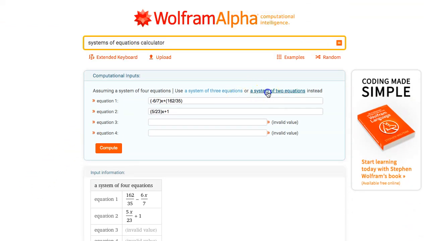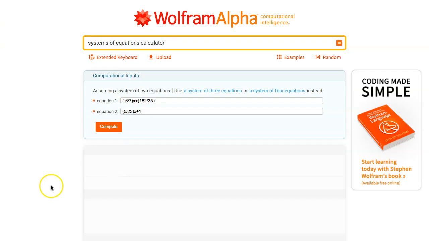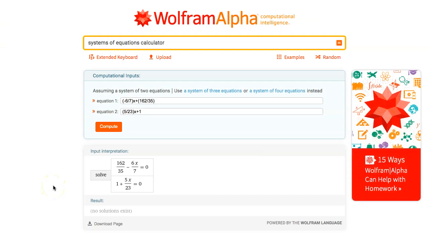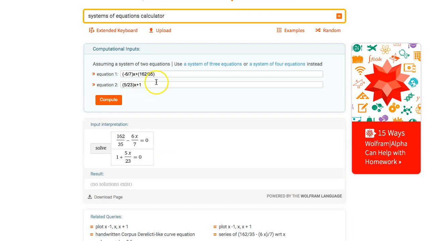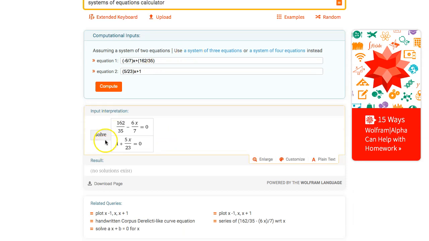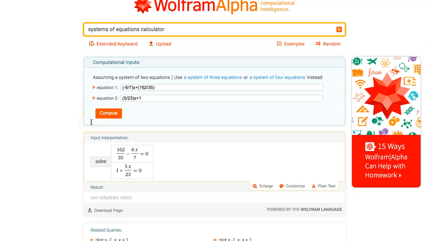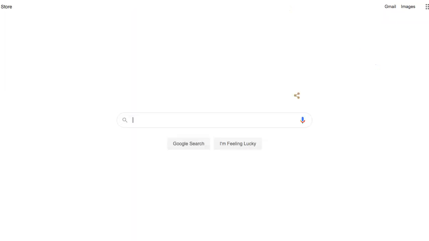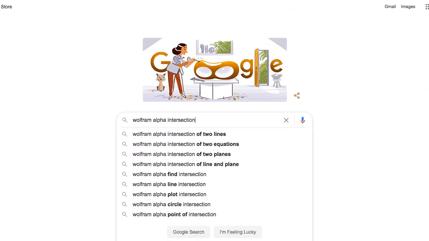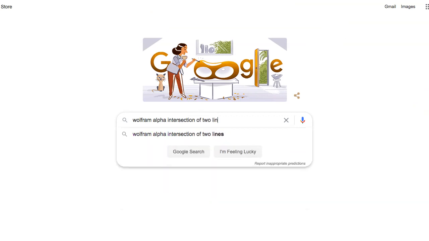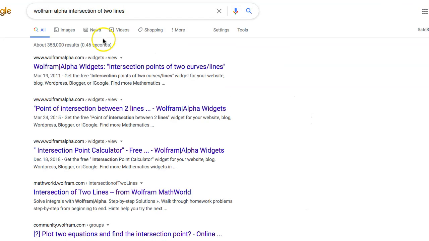Wait, system of 2. Sorry, it spat me out. I wanted to set these equal. No, I don't want a system. Wolfram Alpha, intersection of lines. Not system of equations, guys. Sorry, intersection of lines.